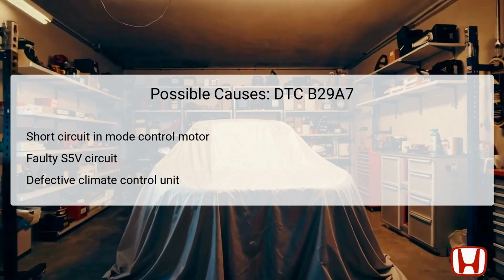Several potential causes can lead to the triggering of DTC B29A7. First, there may be a short circuit within the mode control motor itself, which results in voltage readings falling below acceptable levels. The integrity of the S5V circuit is also critical. If there is an open or short to the body ground, it may generate faults that cascade into the motor's operation. Moreover, a defective climate control unit might fail to process the signals correctly, leading to erroneous voltage feedback.